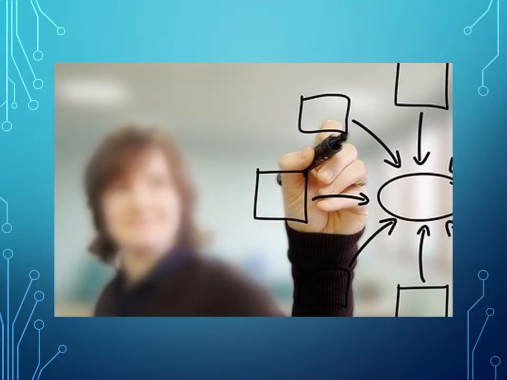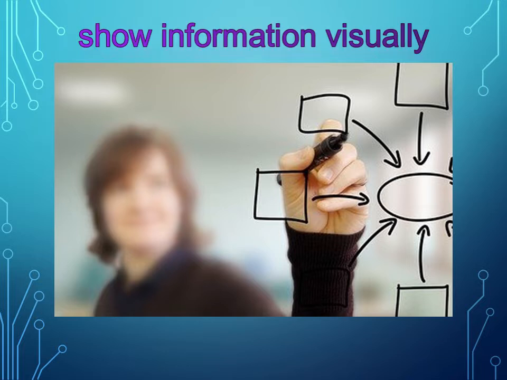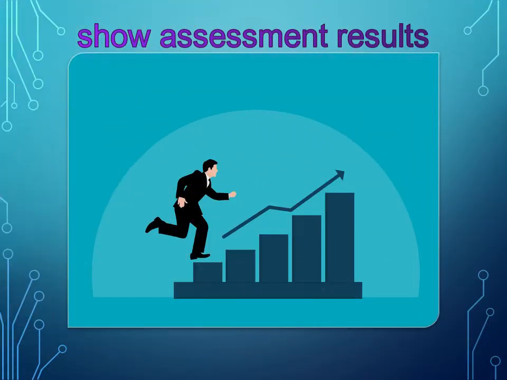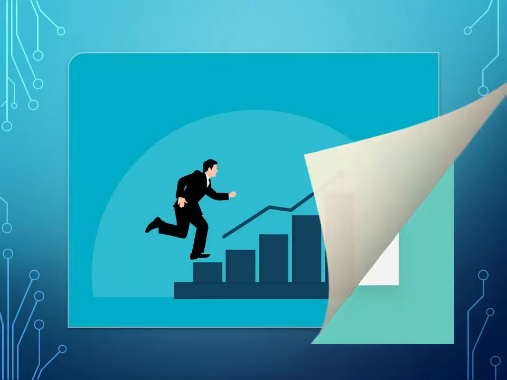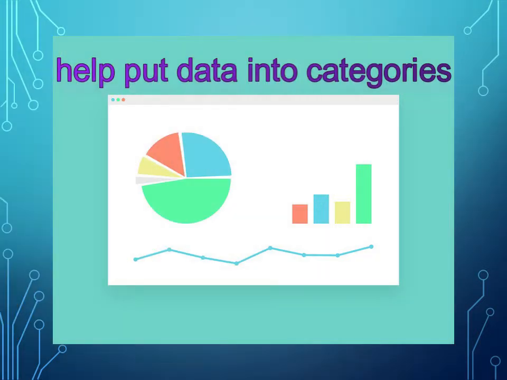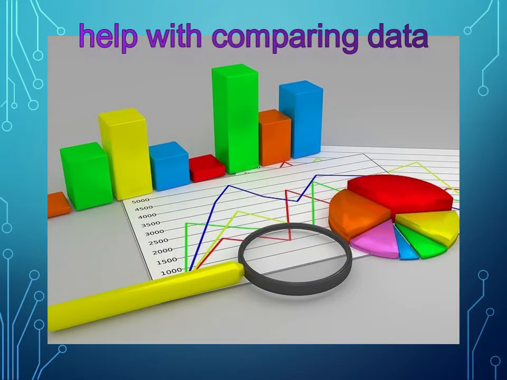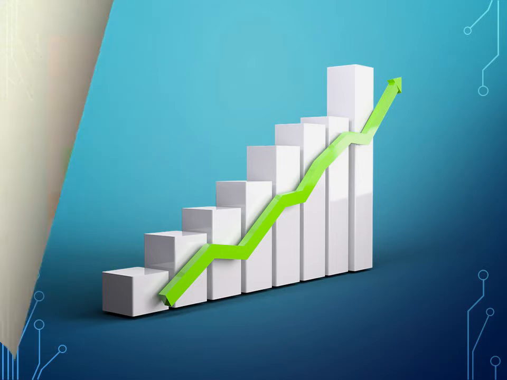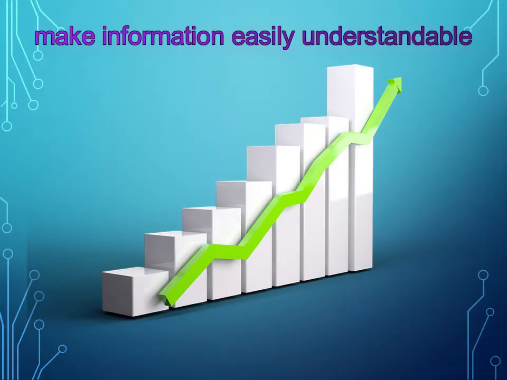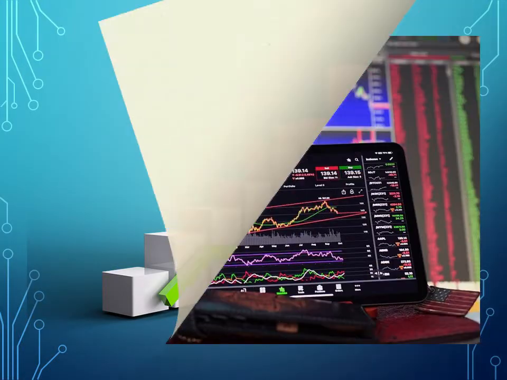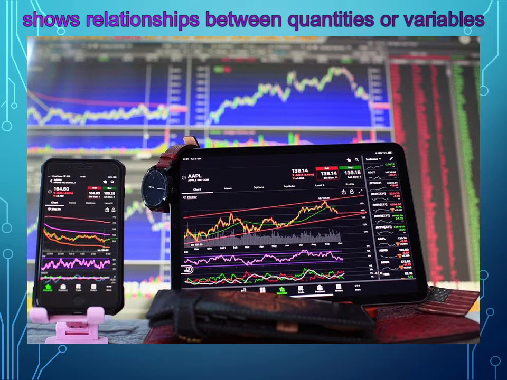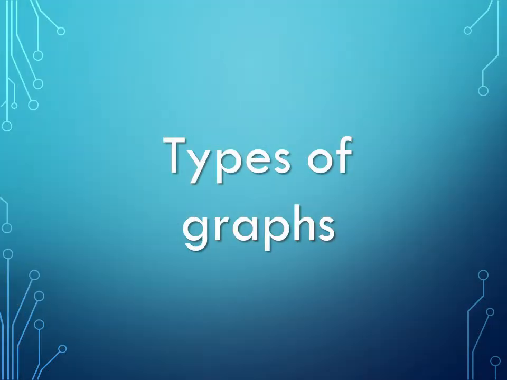Explain to them that graphs are used for the following purposes: to show information visually using pictures, to show the results of assessments, to help people put data into categories, to help people compare data, to summarize and display information in an easy way for people to understand, to show a visual representation of relationships between quantities or variables. Also explain to learners that there are different types of graphs, each serving a specific purpose.